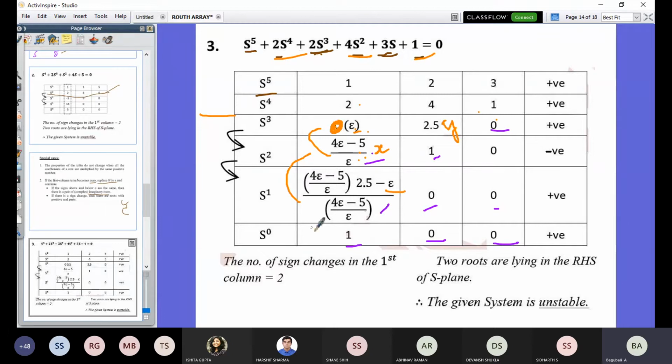Any doubt in the construction of Routh array? Same principle, same procedure. Any doubt? Construction of the Routh array? No. Okay.